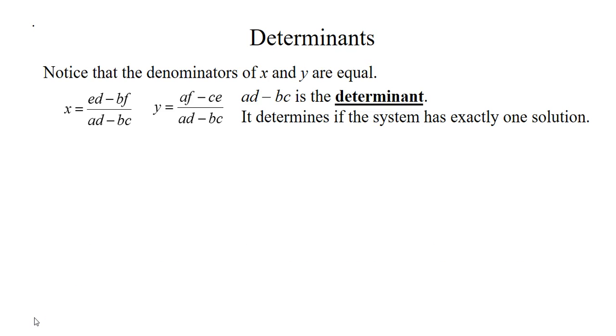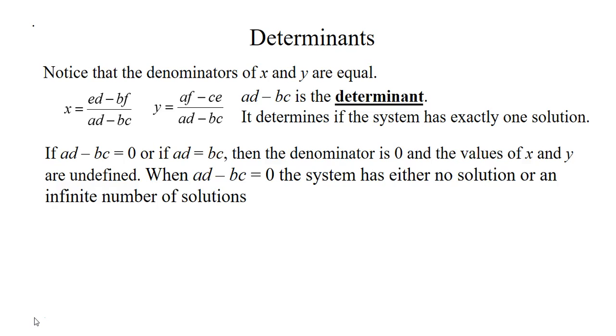Notice that the denominators of these two formulas are the same. AD minus BC is what we call the determinant of the system. It determines if the system has exactly one solution or not. If the denominator AD minus BC is 0, or if AD equals BC, then the values of x and y will be undefined. And that indicates that the system has either no solution or it has an infinite number of solutions.